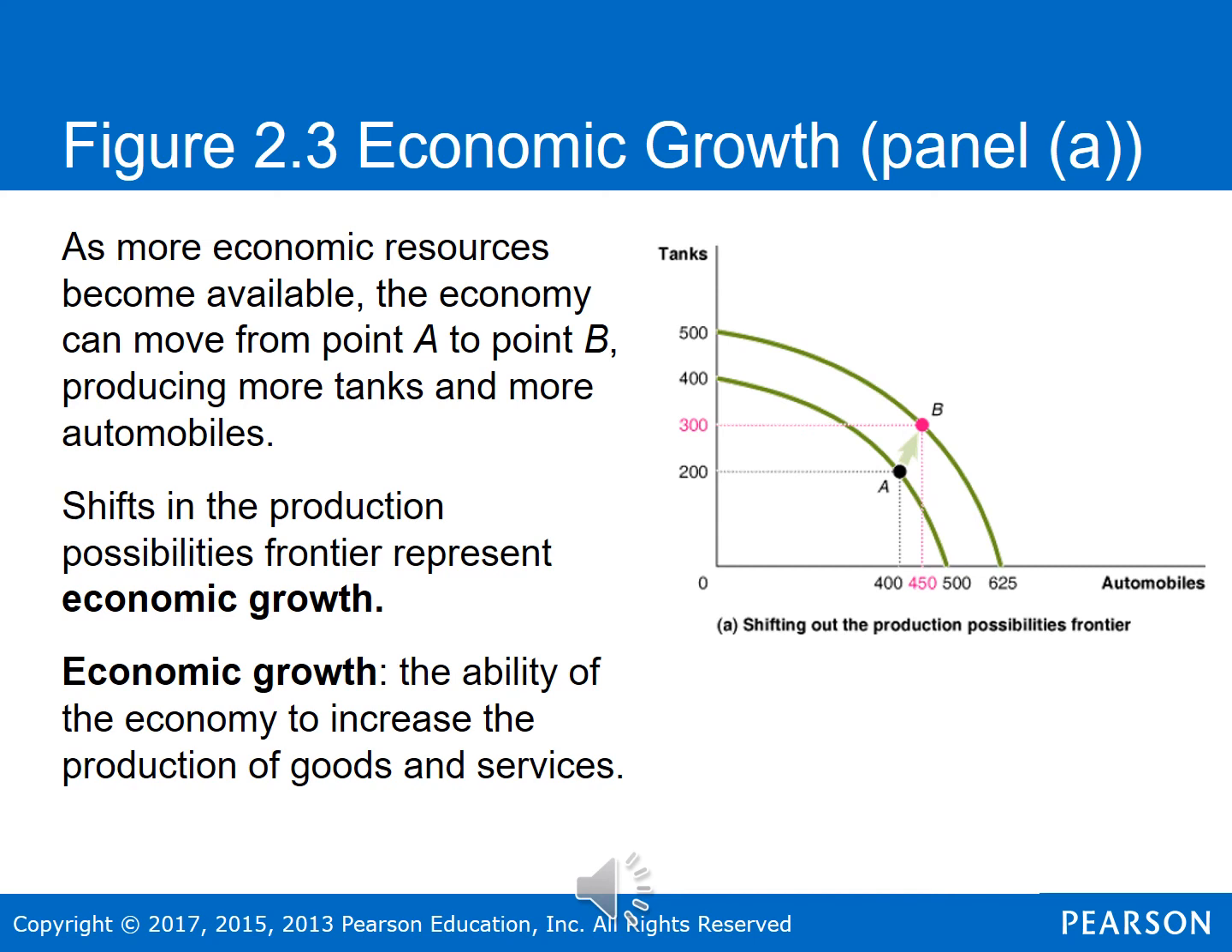So outward shifts in the production possibilities frontier represent economic growth. So it allows the economy to increase the production of goods and services, and this ultimately raises the standards of living for people in that society. So in the United States and other Western industrialized countries over the past couple centuries, the market system has aided the process of economic growth. So in the past, say 200 years, we've shifted out the production possibilities frontier greatly.